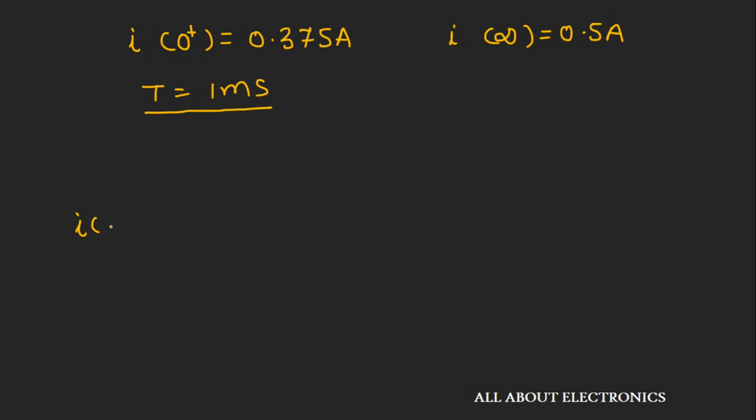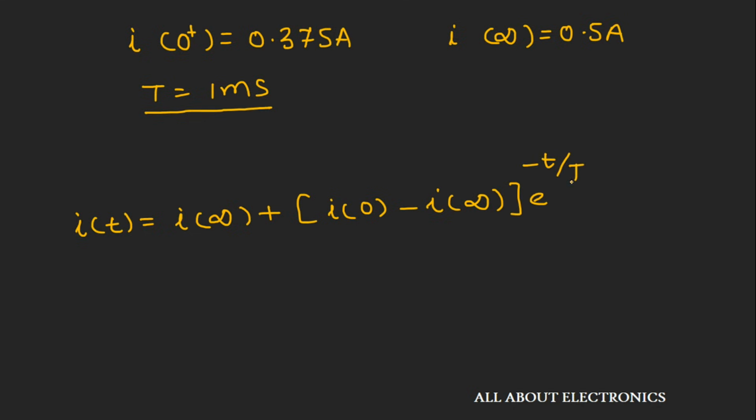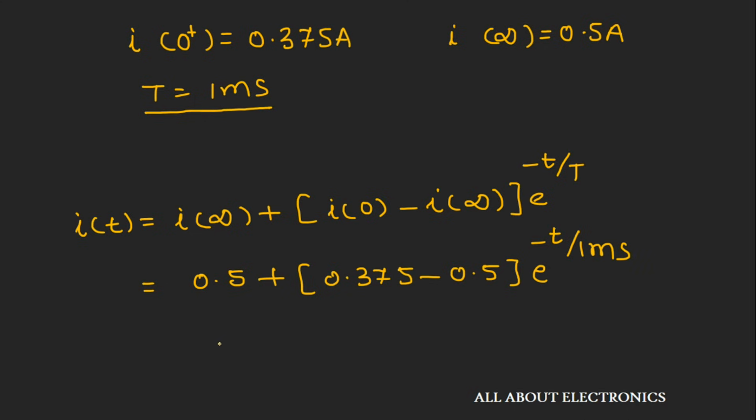So now this I of t can be given as I of infinity plus I of 0 minus I of infinity into e to the power minus t divided by capital T. So it will come out as 0.5 plus 0.375 minus 0.5, that will be multiplied by e to the power minus t divided by 1 millisecond. So we will get 0.5 minus 0.125 into e to the power minus 1000 t. So this is the equation for the current that is flowing through this 10 ohm resistor for the time t greater than or equal to 0.